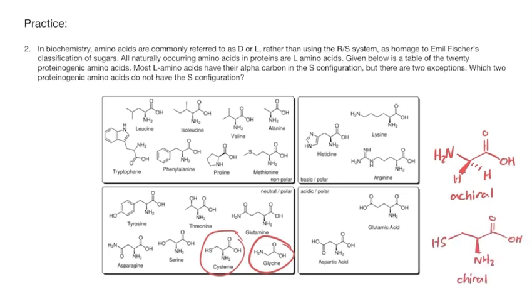The nitrogen in the amino group has the highest priority, and the carbon bonded to the thiol group takes second priority because sulfur has a higher atomic number than oxygen. Tracing the priorities confirms the R configuration, making cysteine the only other L amino acid without the S configuration.